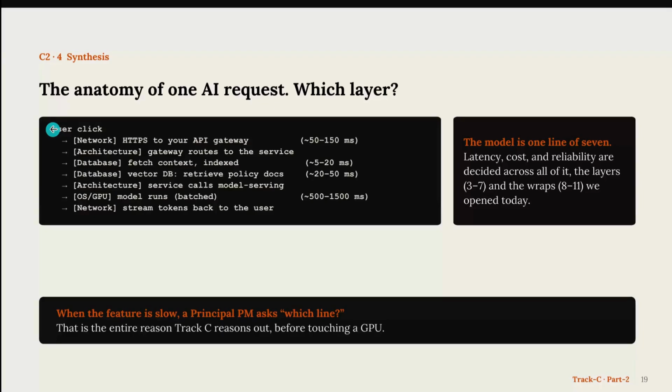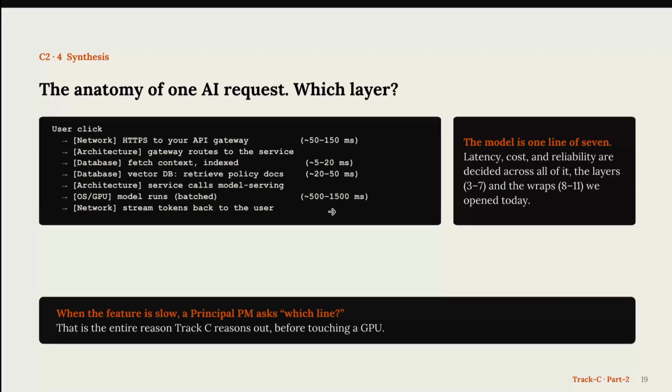In architectures, typically the gateways route to a particular service, and that service could do a database fetch. These database fetches could be anywhere between 5 to 20 milliseconds, and for vector databases 20 to 50 milliseconds. If you are looking at the architecture, the services will typically call model serving. The model serving can take anywhere between 500 to 1500 milliseconds, which is 1.5 seconds, for the model to run and give back the answer. Once it comes, we need to stream the tokens back to the user. That could take a few milliseconds of latency.